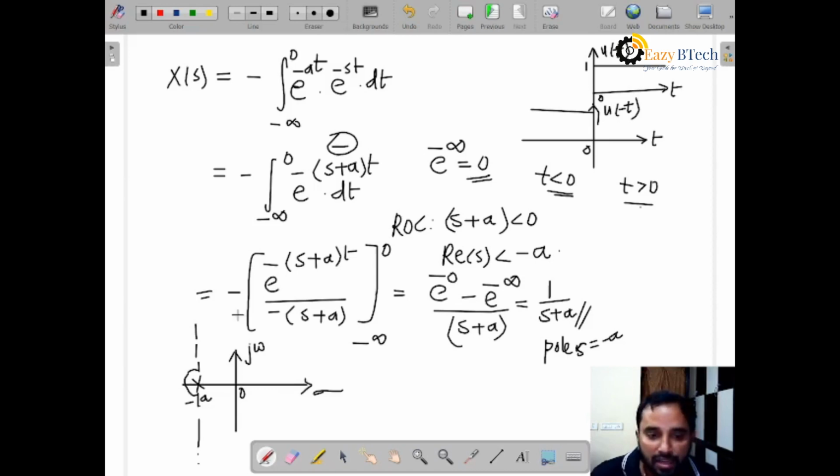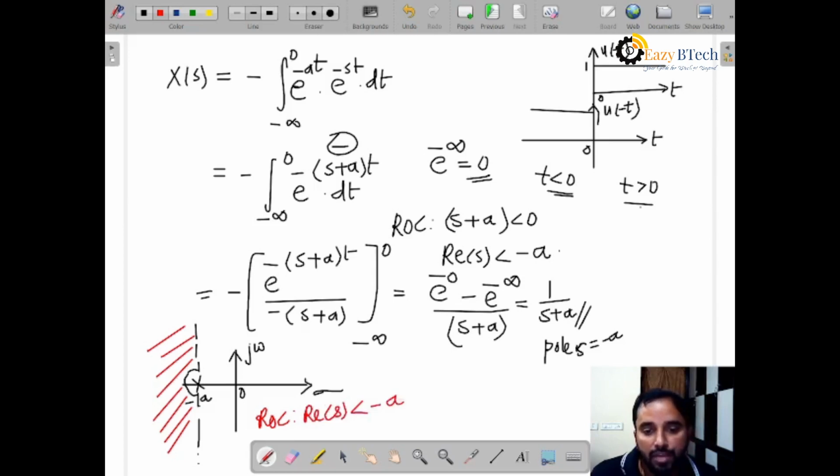So less than minus A means left side, the ROC is less than minus A. Okay, this is the ROC. Real part of S is less than minus A. Right? So one more problem we can do.